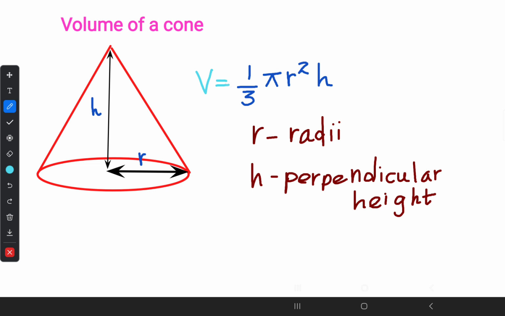Earlier we studied the pyramid with a rectangular base, that is 1 upon 3 of the cuboid's volume. Now the cone is 1 upon 3 of the cylinder's volume. That's a comparative measure between them.